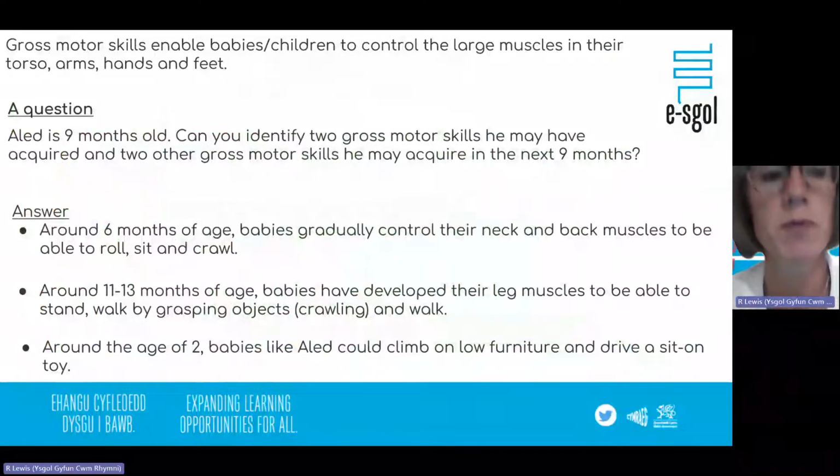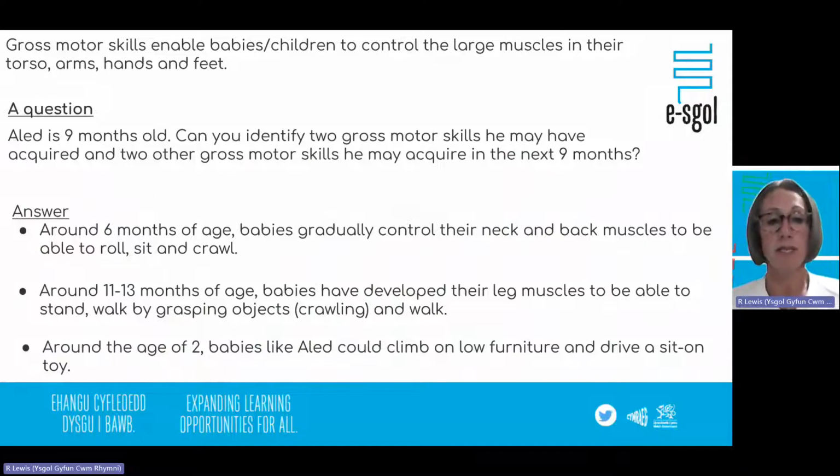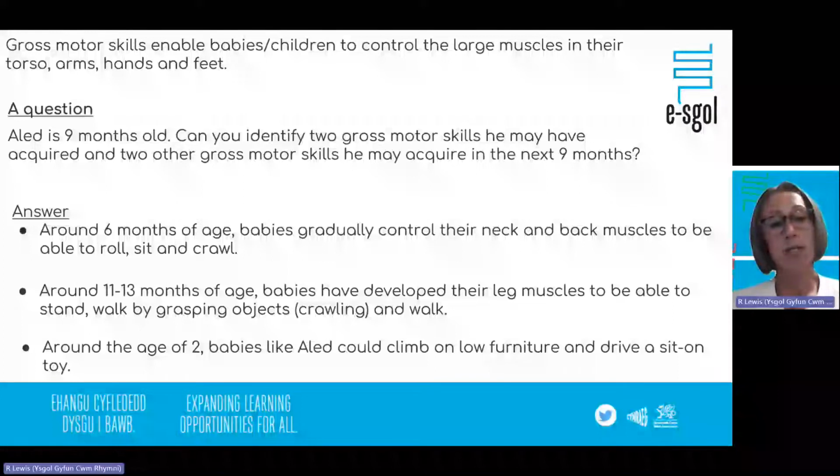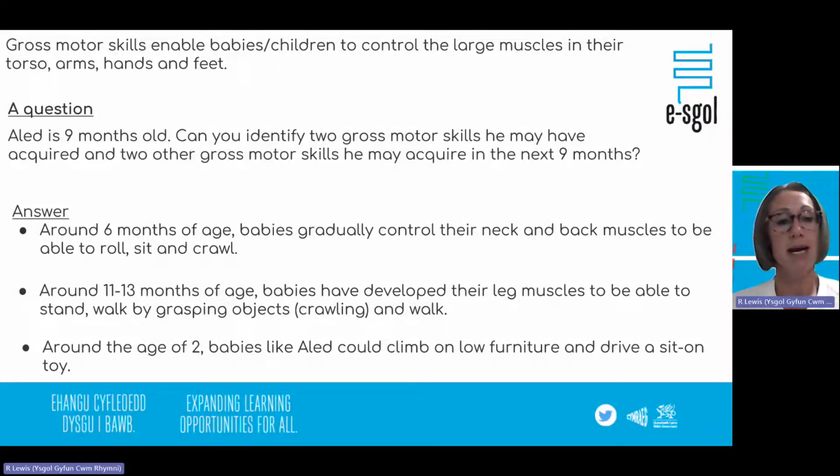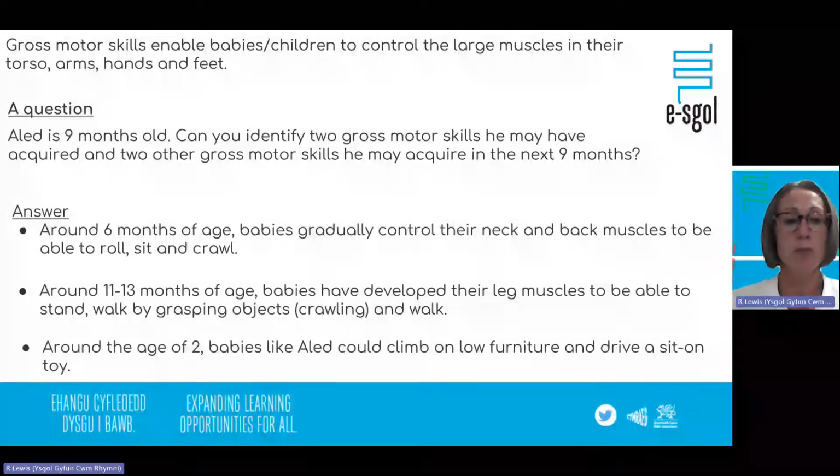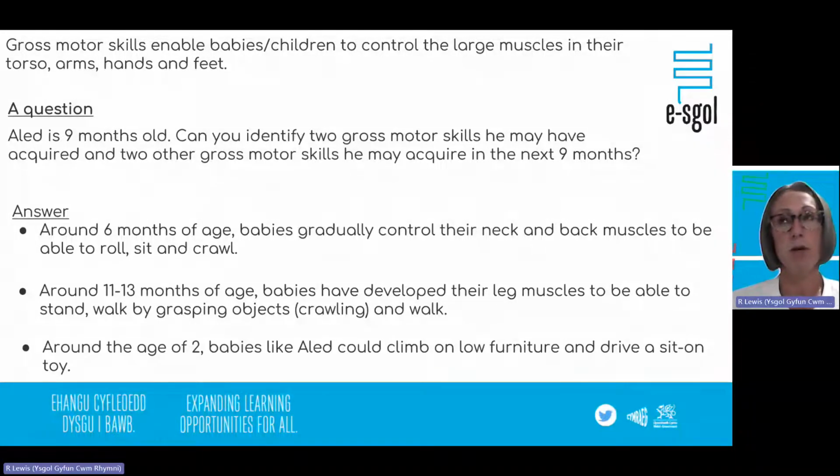So as we know, gross motor skills enable babies and children to control the larger muscles in their torso, arms, hands and feet. Aled is 9 months old. Can you identify 2 gross motor skills he may have acquired by 9 months old, and 2 other gross motor skills he may acquire in the next month? Do you know what a 9-month-old should be able to do in terms of gross motor skills, and what a 9 to 18-month-old infant should do next?